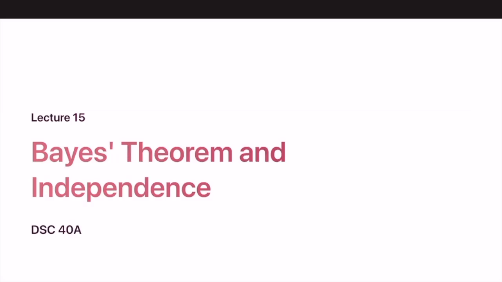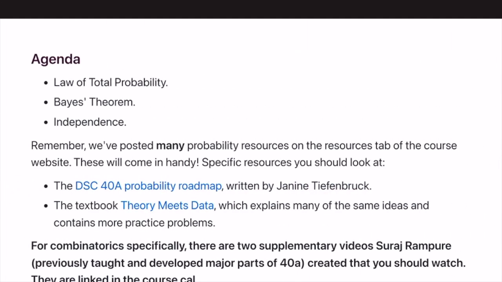All right, in this lecture, we're going to go over Bayes' theorem and independence and something called the law of total probability. So these three things are really important concepts that we'll use as we work towards this idea of creating the naive Bayes classifier, which is a type of machine learning algorithm.